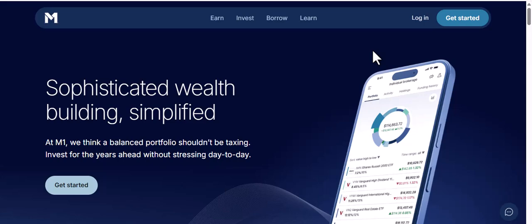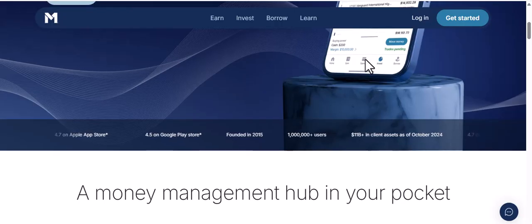Hey everyone, have you ever opened your M1 Finance account, looked at the dashboard, and felt a little overwhelmed? You've got the pie chart, the numbers, the percentages, but what does it all mean? It's not as complex as it looks, and in the next few minutes, we're going to break down the M1 Invest dashboard so you can feel more confident and in control of your investments.